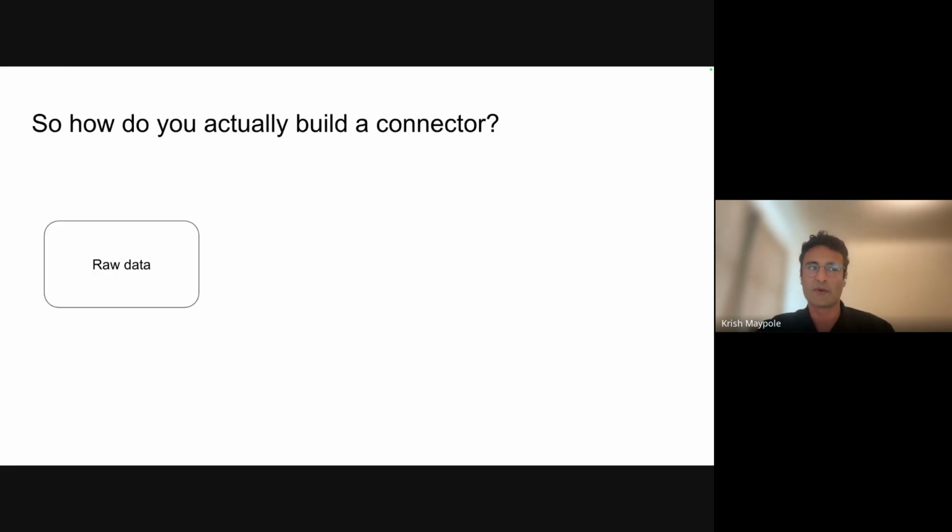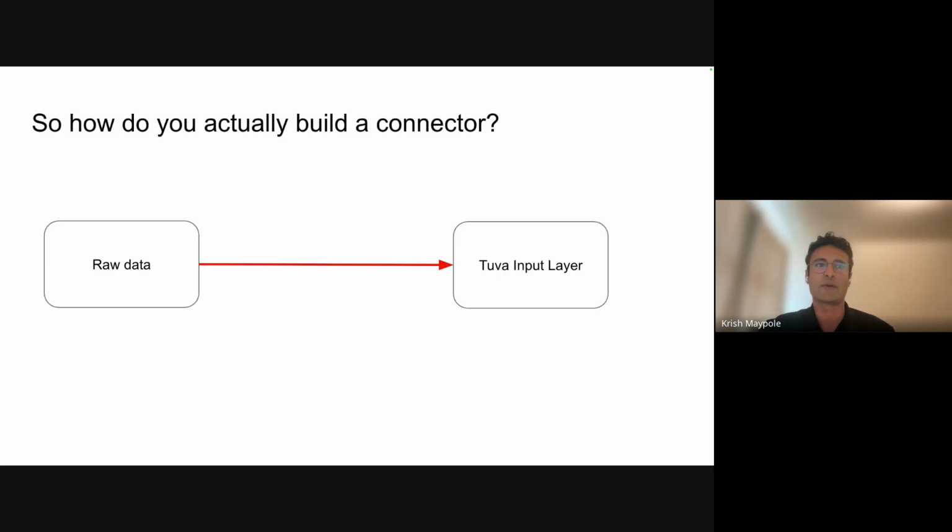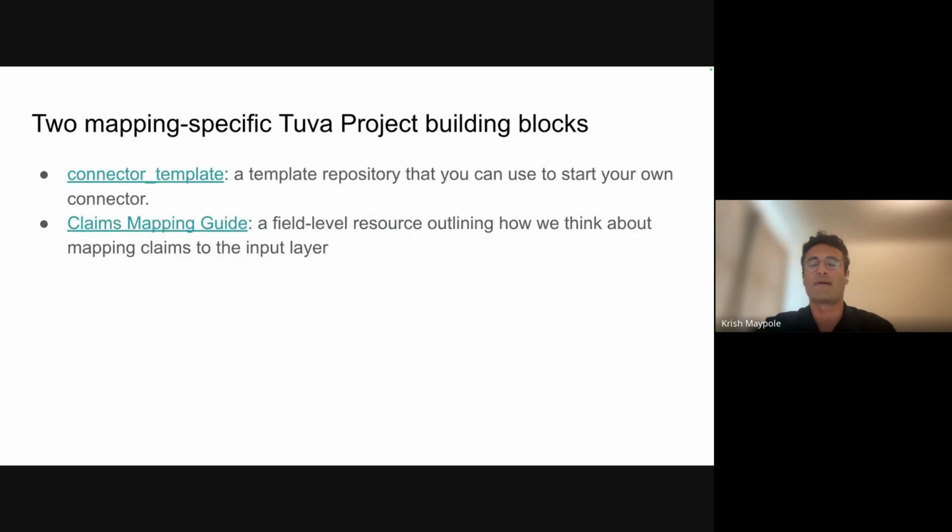So thanks to Coco and hopefully this quick overview, we now know that a connector is what sits between your raw data and the input layer. And I want to spend a little bit of time walking through a connector template that we've put together that we hope makes it easier for you to get started building your own connector. And then again, highlight a claims mapping guide that we've put together as well. So with that, I'm going to switch over to a demo here of how you can get started building your own connector.